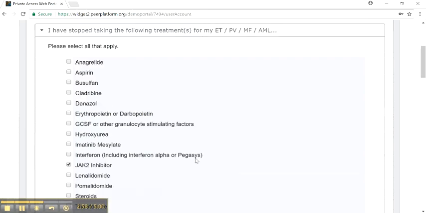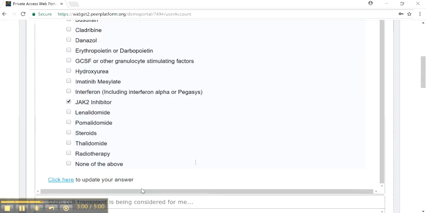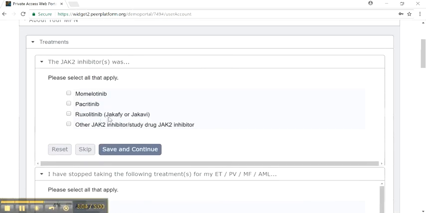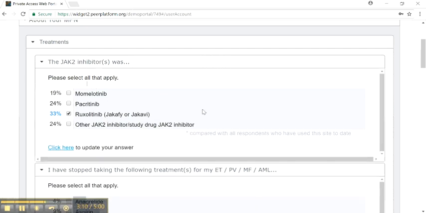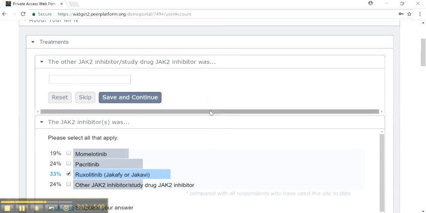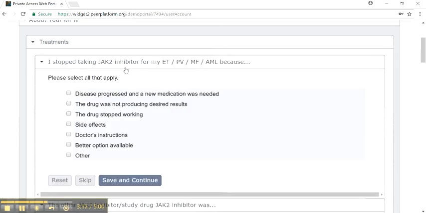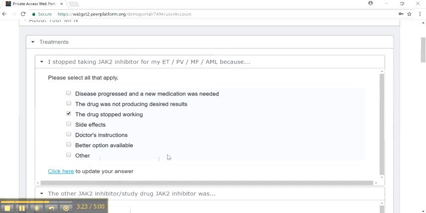This is a question about treatments that I stopped taking. I'm going to answer affirmatively to a JAK inhibitor because that brings up additional questions. So just to show this again, the branching logic. And it also asks why the drug was stopped.